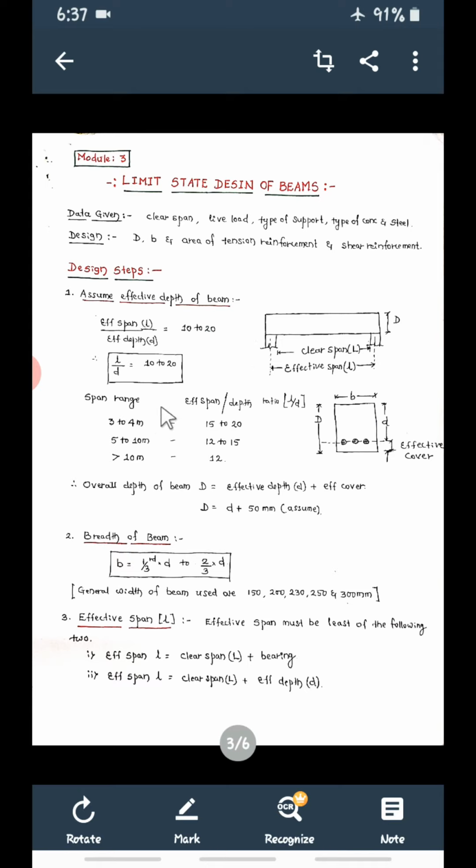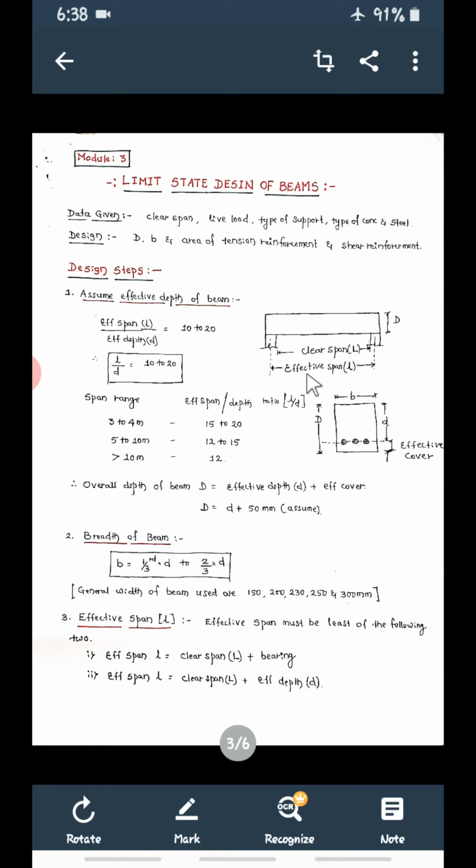So again, the small table you have to remember. There are two spans, the clear span and the effective span. So what is clear span? This beam is simply supported on these two supports. The distance between the inner surfaces of the supports is the clear span, that is capital L. Effective span means the center of this support to the center of this support, that is small l. In the problem, clear span will be given.